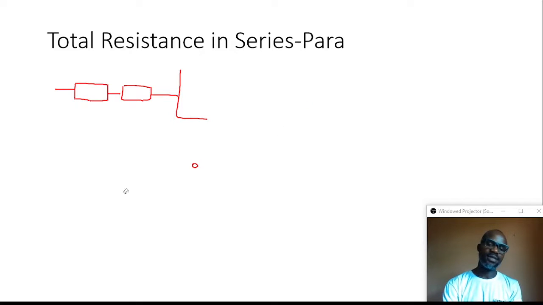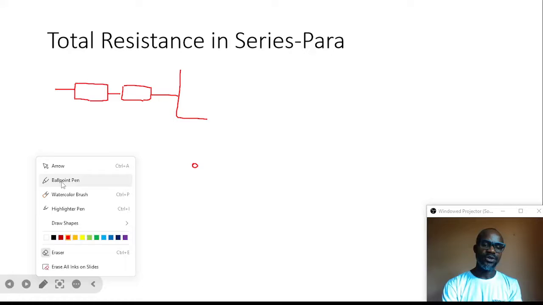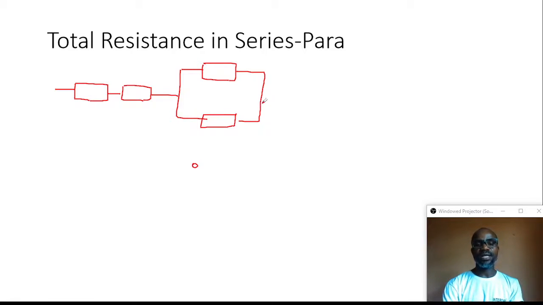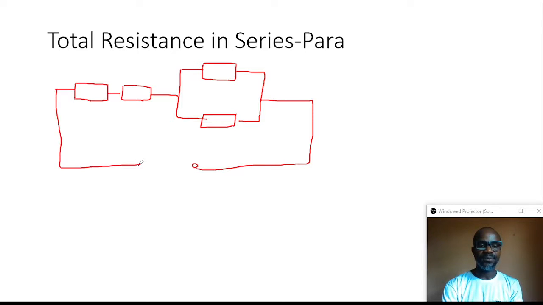We remove all this, go back to our ball pen, and draw it neatly. At this point, we'll put another resistor in parallel. We complete the circuit in this way, come down to this point, and draw another resistor. By the time we draw this resistor, it's going to be in parallel. Then we close as follows. So we're going to find the total resistance in this network. Don't mind the diagram, it's just an illustration that will help us understand how this can be solved.